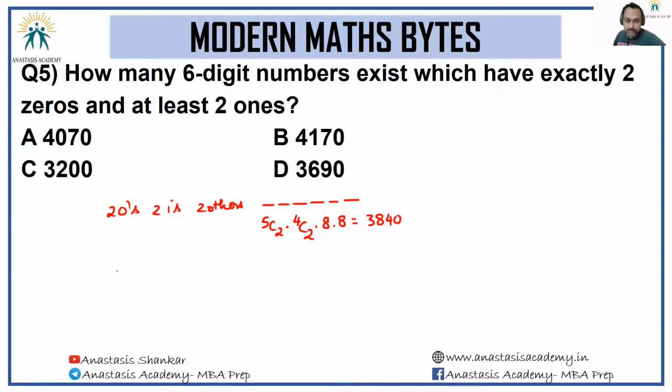This is case 1. Second case is 2 zeros, 3 ones, and 1 other. Here, again, I will pick spots for zeros first. Then when I'm picking spots for ones, I will pick 3 spots out of the remaining 4. And the last spot can be filled up by any number in 8 ways. So 10 into 32 gives me 320.